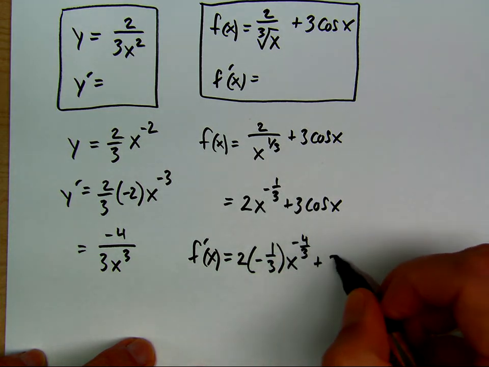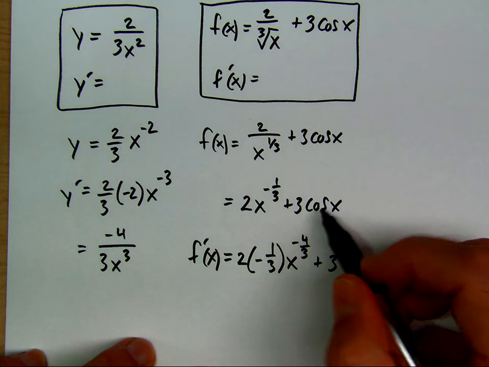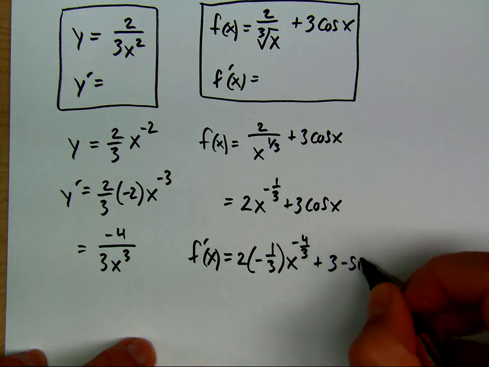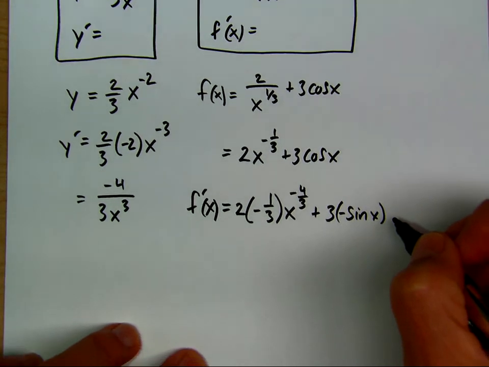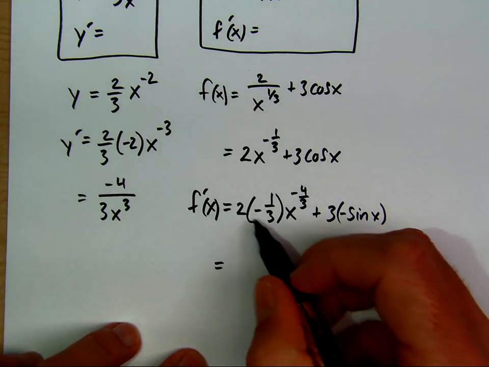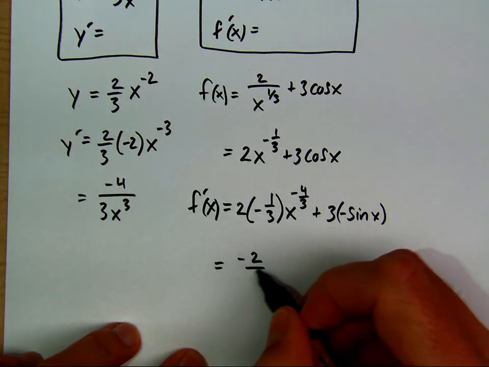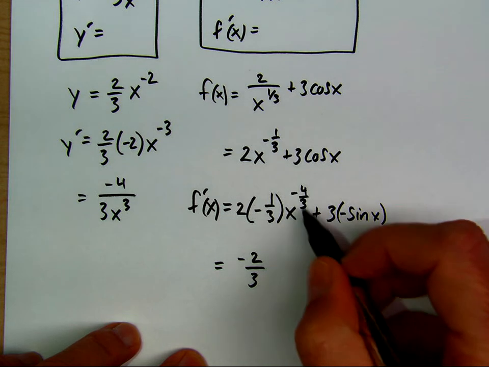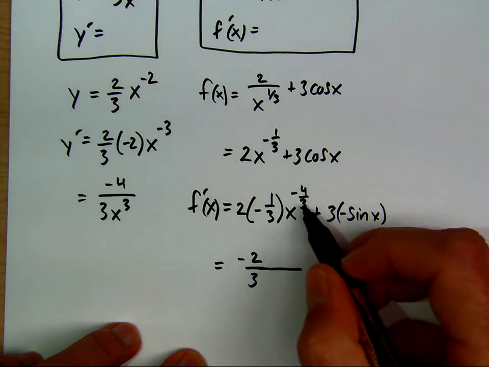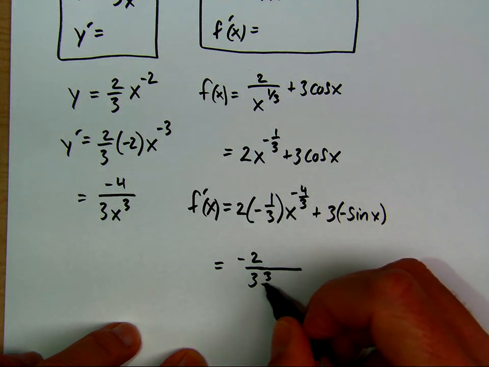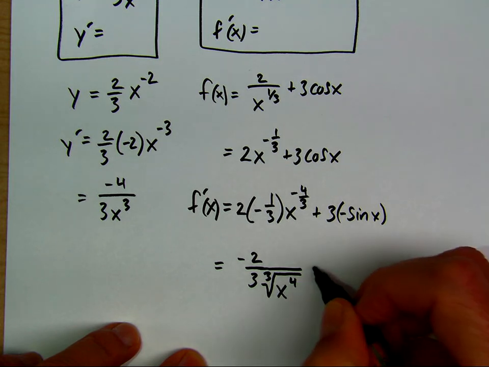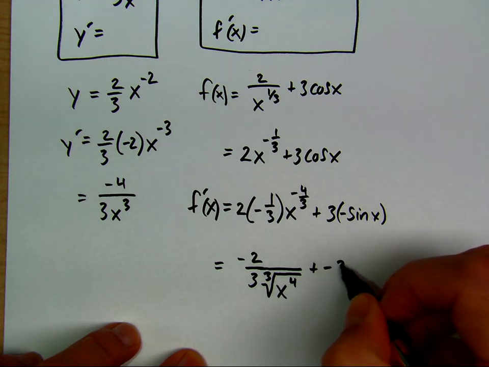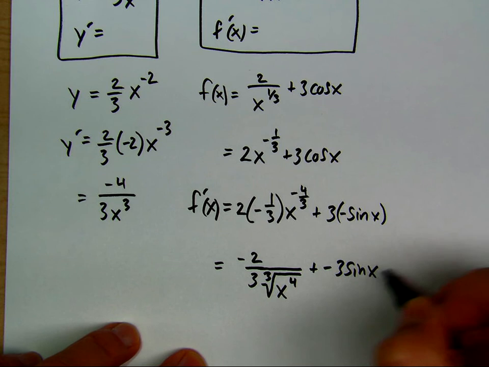Here we have the derivative of cosine is negative sine. And we have negative 2/3. Let's put that in the denominator with a cubed root and the 4th power. 3 sine x.